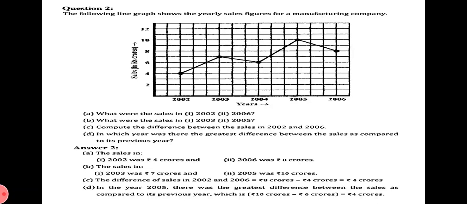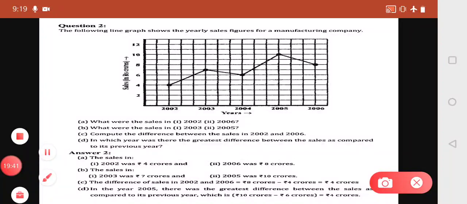The following line graph shows the yearly sales figures for a manufacturing company. We have to answer 4 questions of this. So for the solution, let us start with question number A. What were the sales in 2002 and 2006? So let us see first the year 2002. Here it is 2002. The sales is here. Sales is given in crores. So which number is this? This is 4. So in 2002 the sales was 4 crores, and next is 2006.